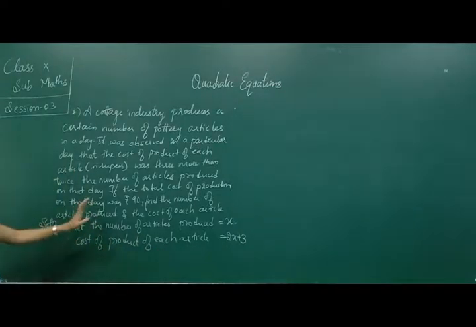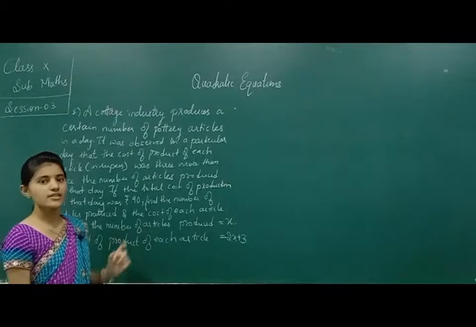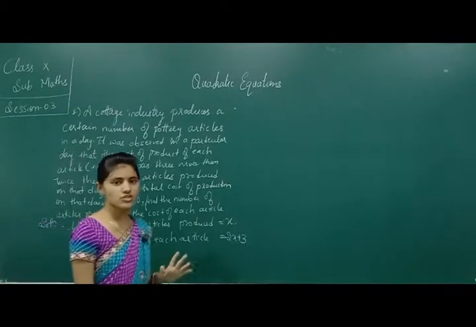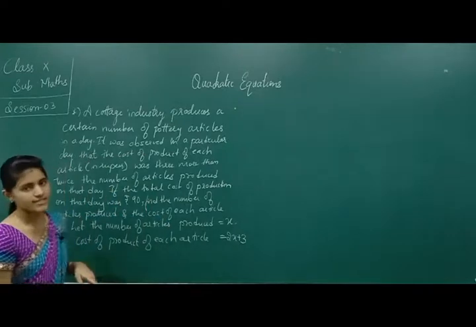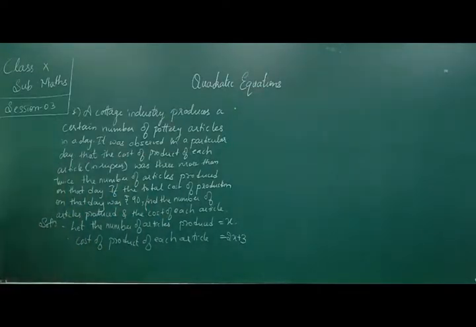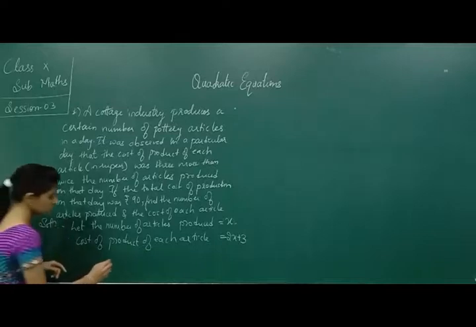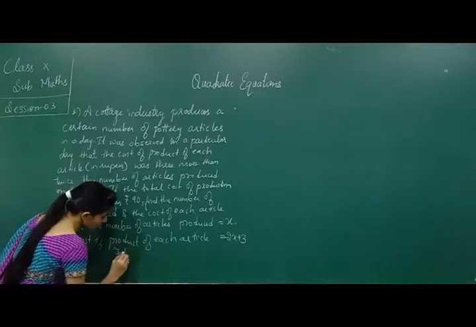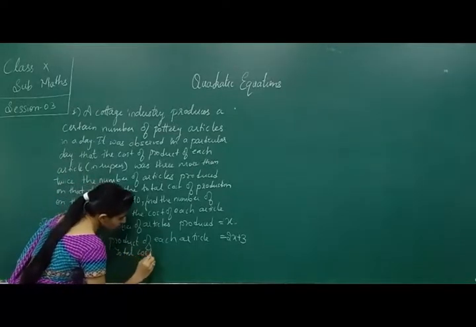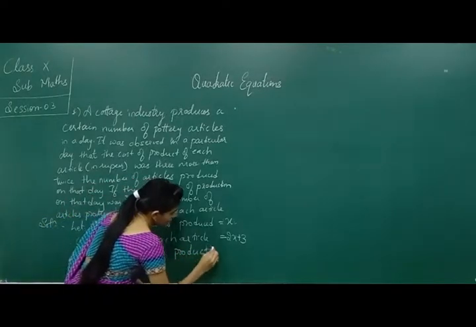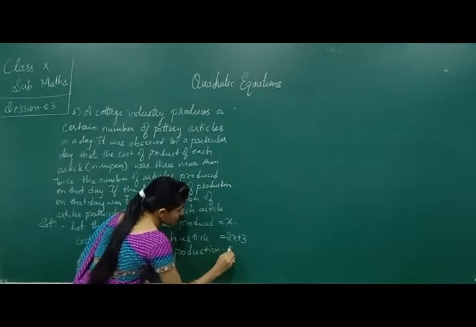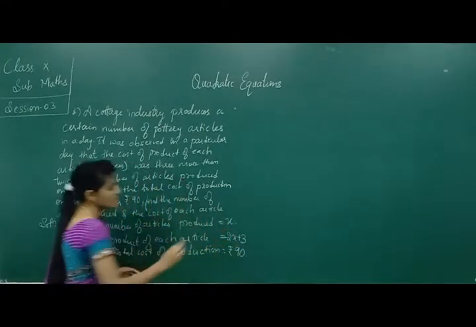So if the total cost of production on that day was rupees 90, see, they have given the total cost of the production on that day. That is how much? It is rupees 90. How are we going to write that? Total cost of production is equal to, how much they have given? They have given that as rupees 90.